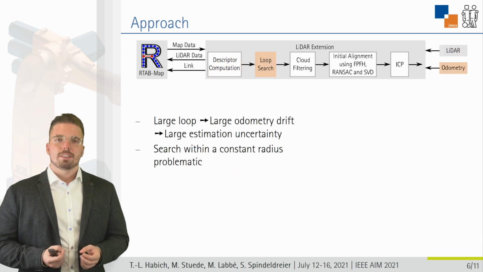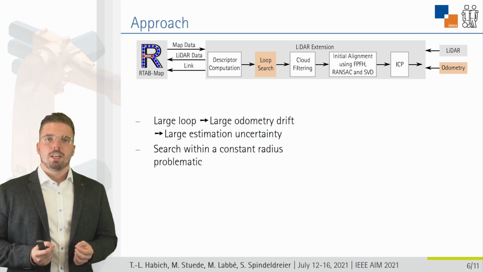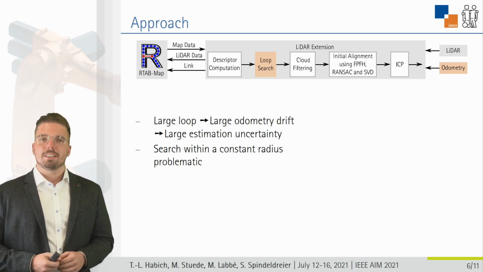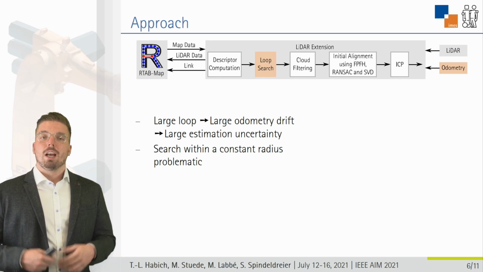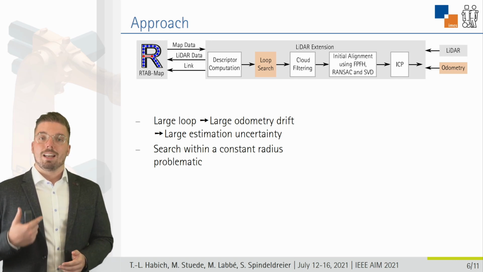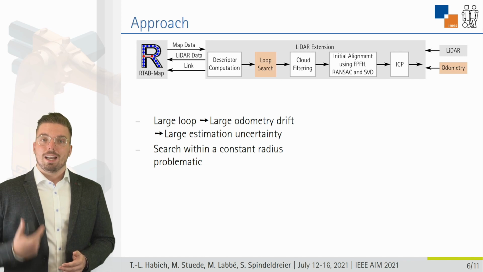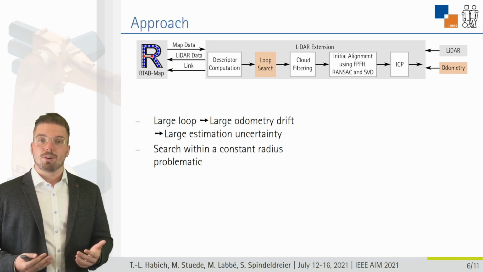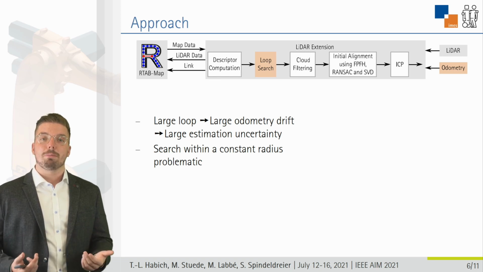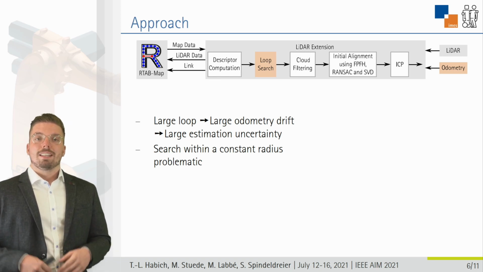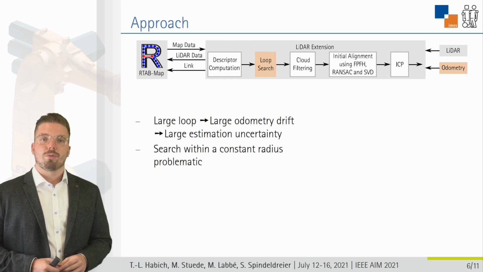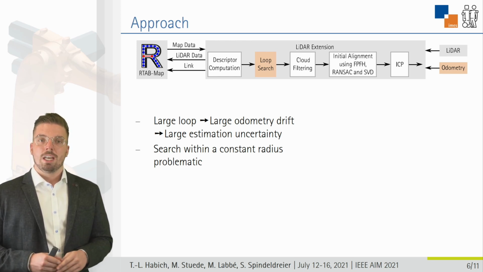Now, if you store the scan descriptor for each node, you can search for loops between the current node and map nodes based on these features. As already explained, if a large odometry drift is present, the loop search carried out in a constant radius is problematic, because the estimated position is highly inaccurate and loops are searched for in the wrong map area.